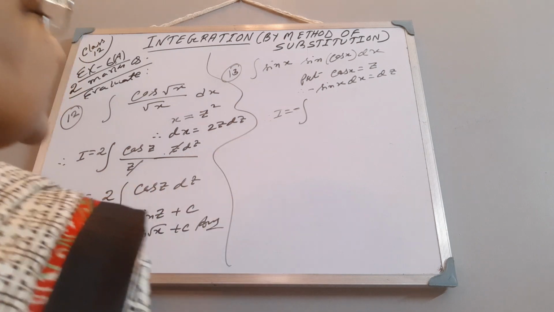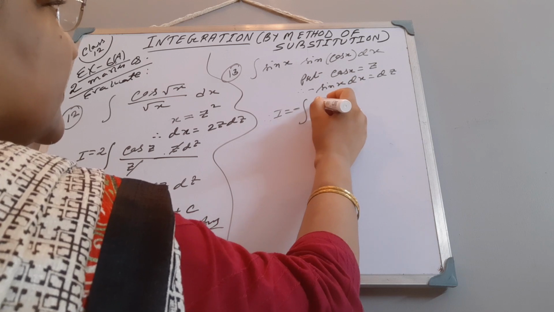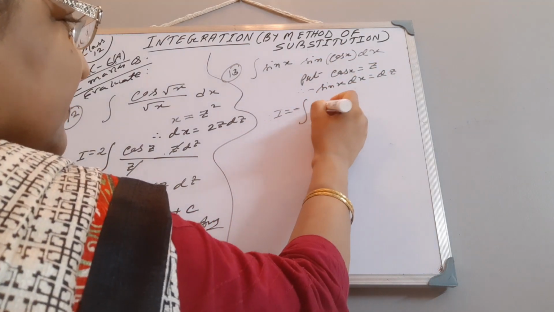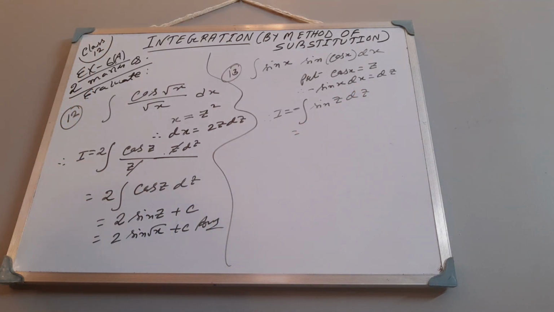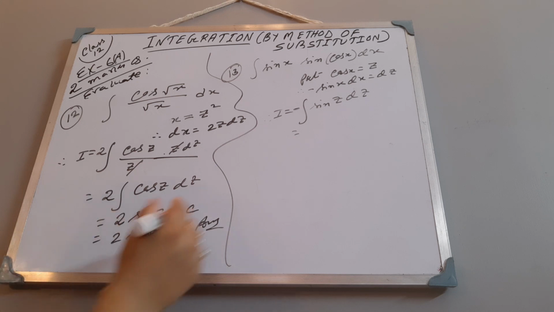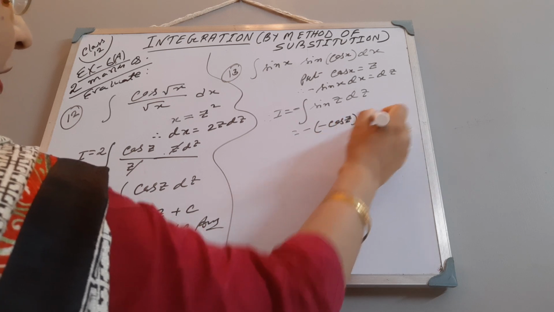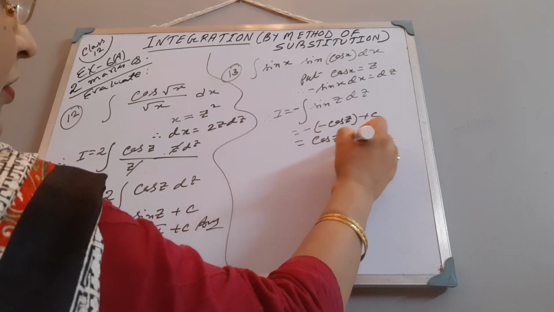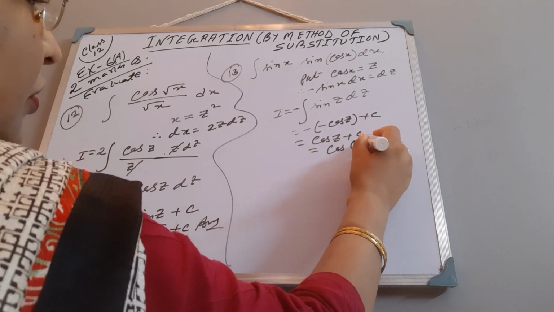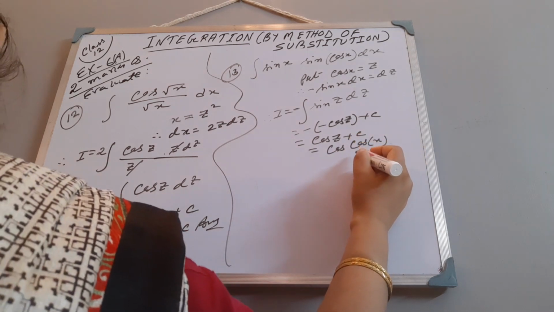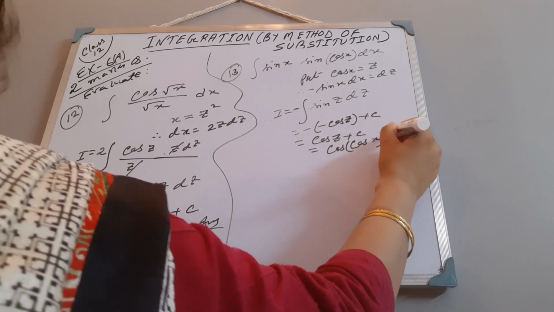Take this minus symbol outside the integral sign, as minus 1 is a constant. So sin x dx is equal to dz, and sin cos x is sin z, so it comes sin z dz. Integral sin z is, we know, minus cos z. So minus of minus cos z plus c, which is cos z plus c. Since we have taken z as cos x, it is cos of cos x plus c.